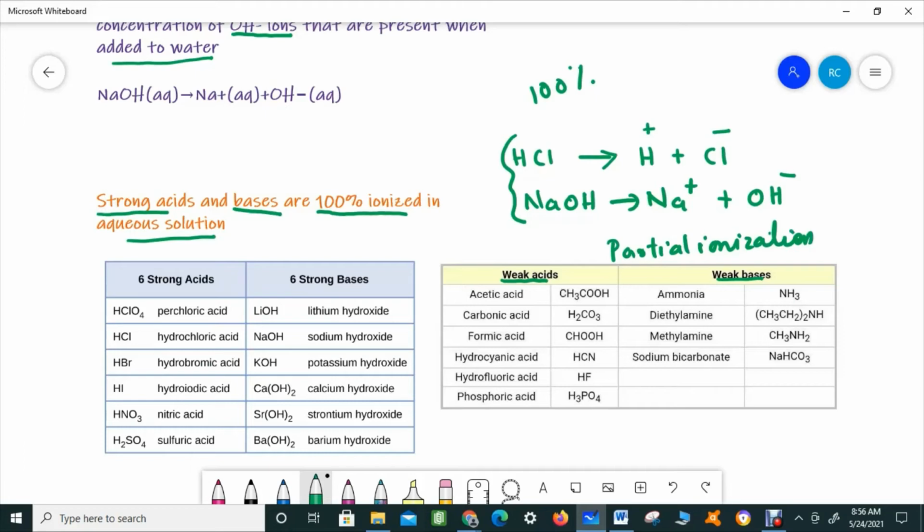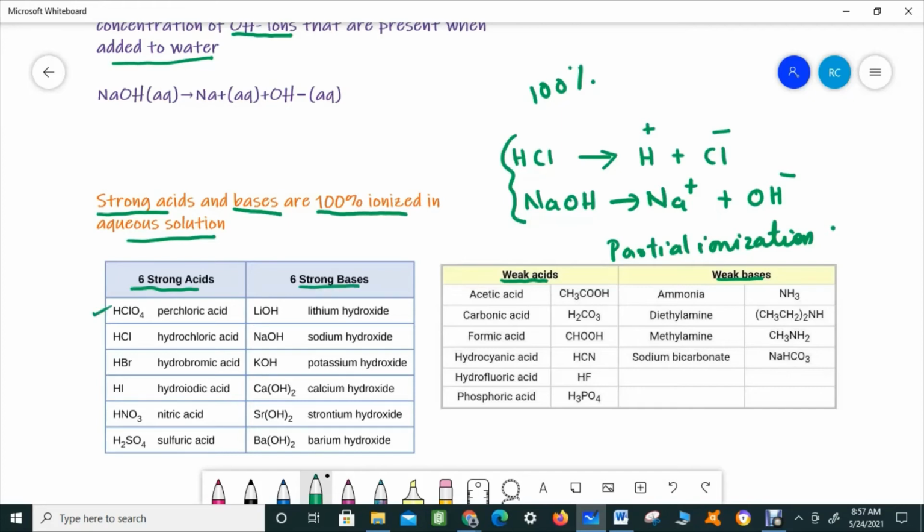Partial ionization, so that some of the molecules are still remaining as molecules. The full acid or base molecules are not completely ionized. Some of them are still remaining as acid molecule or base molecule as such. So they are given as 6 strong acids and strong bases.